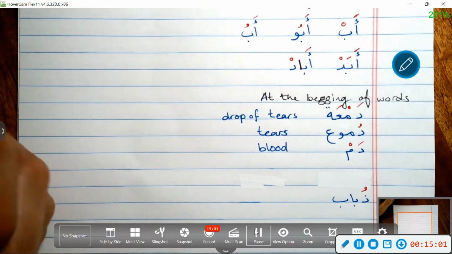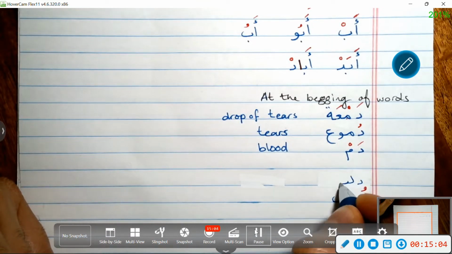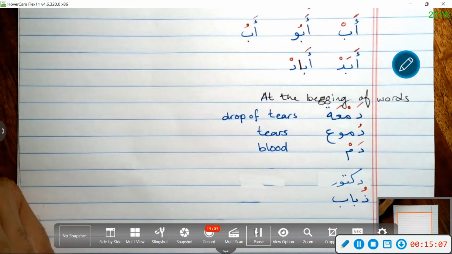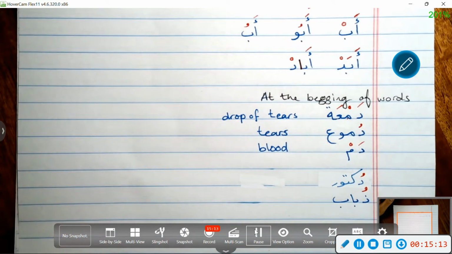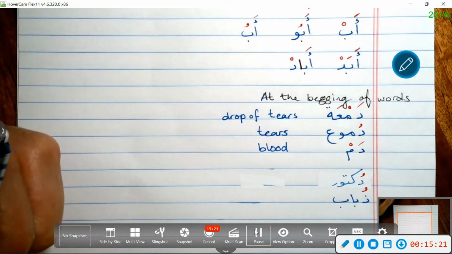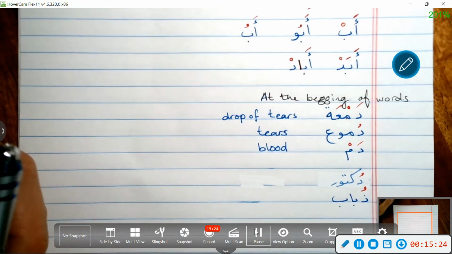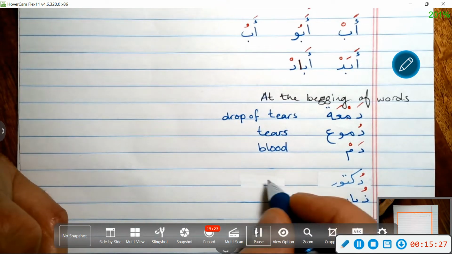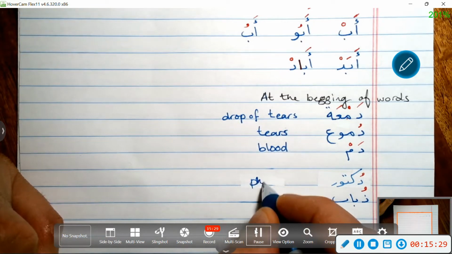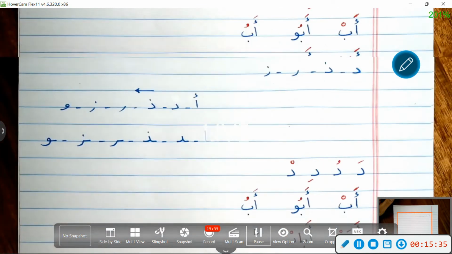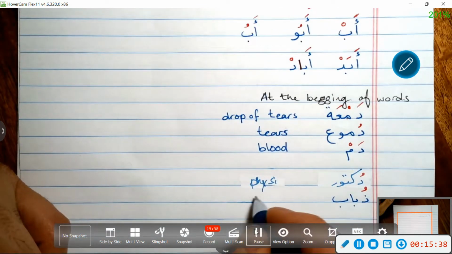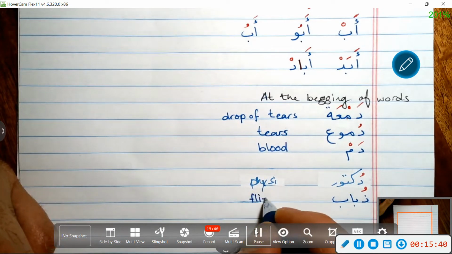We can write here دكتور. دكتور. دال عليها ضمة too. Now I'm trying to write the dhamma a little bit big. It looks like a wow, but if I write it small, you may not be able to see it properly. But it's supposed to be smaller than that. Dubab and Doctor. Doctor is a doctor, a physician. So Dubab is a fly. Flies, more than one. Doctor, physician.